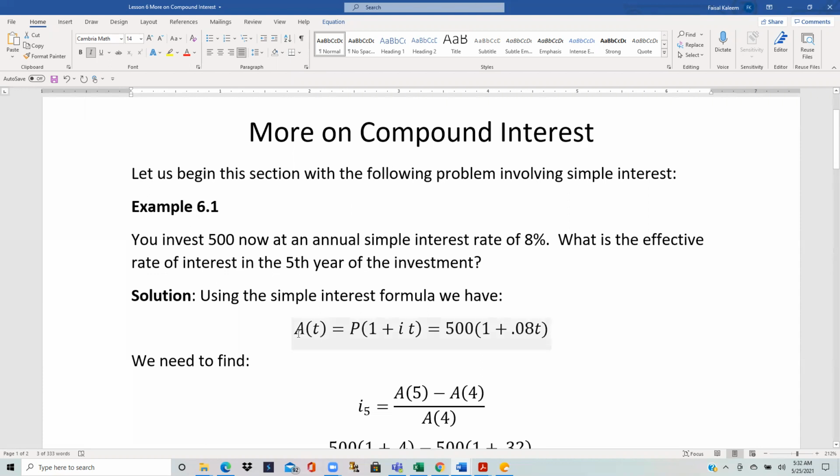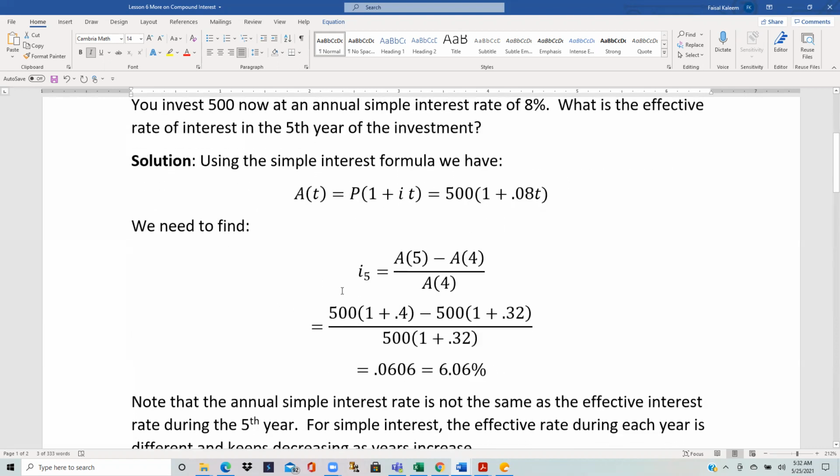So the simple interest formula we know is A of t is equal to principal times 1 plus it. And P is 500 in this case. I is 8%, so 0.08. And we want the effective rate in the fifth year. So our notation for that was i subscript 5, lowercase i, as we studied in the previous lesson. So i of 5 is A of 5 minus A of 4 over A of 4. Remember, i of n was A of n minus A of n minus 1 divided by A of n minus 1.